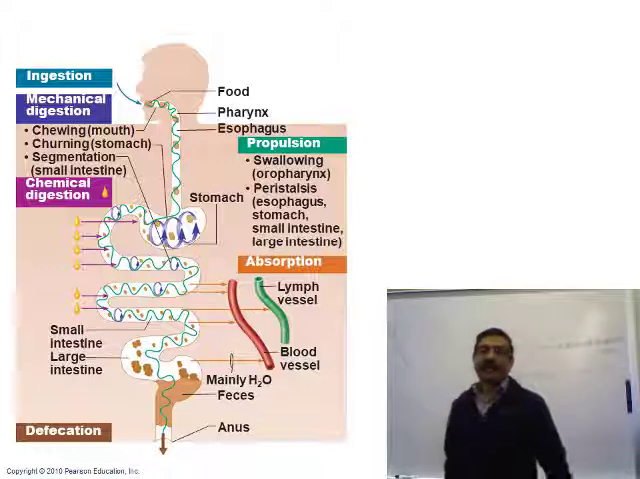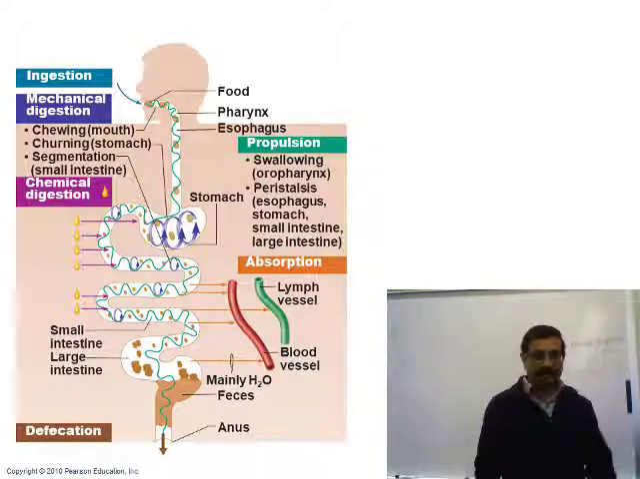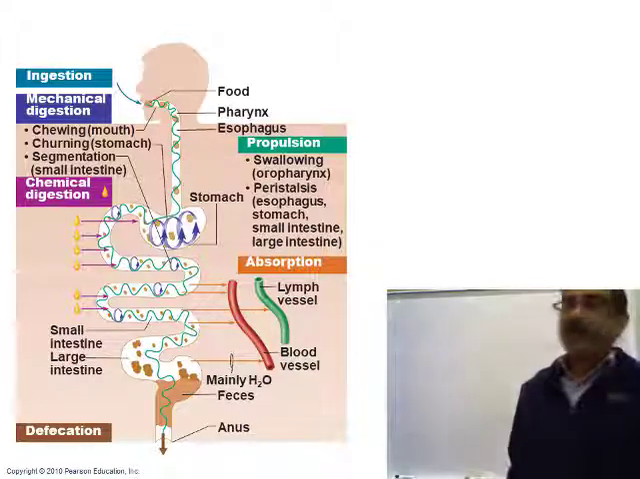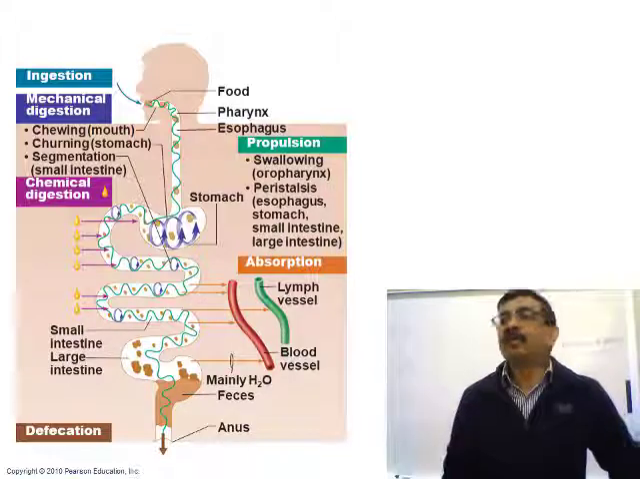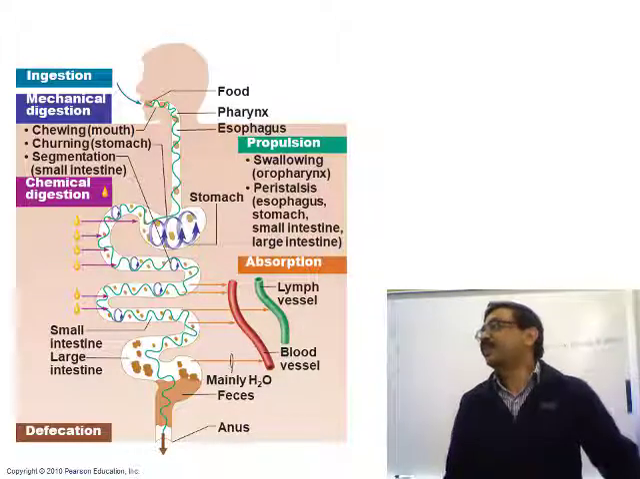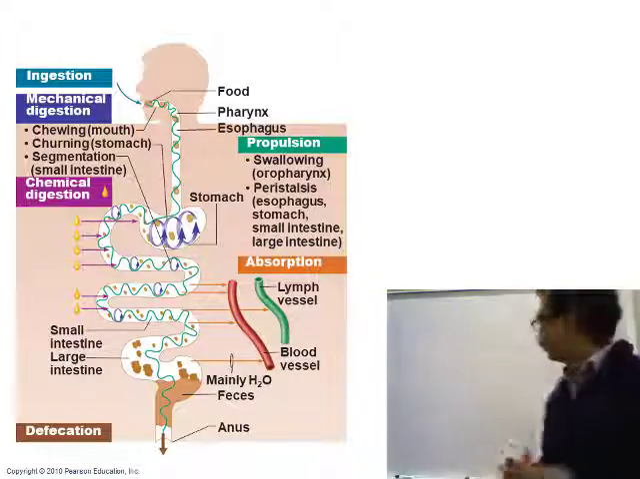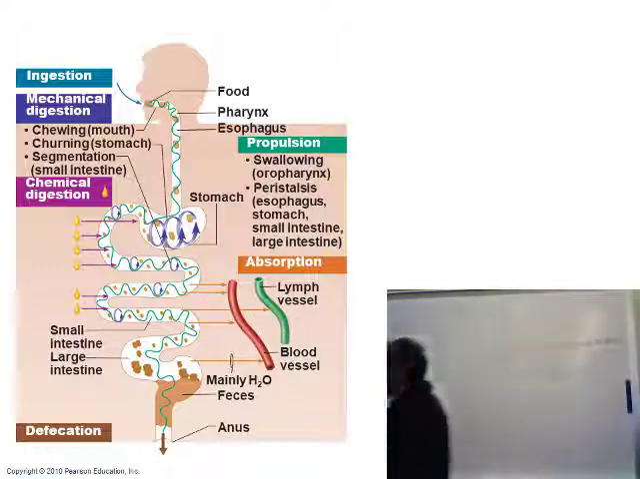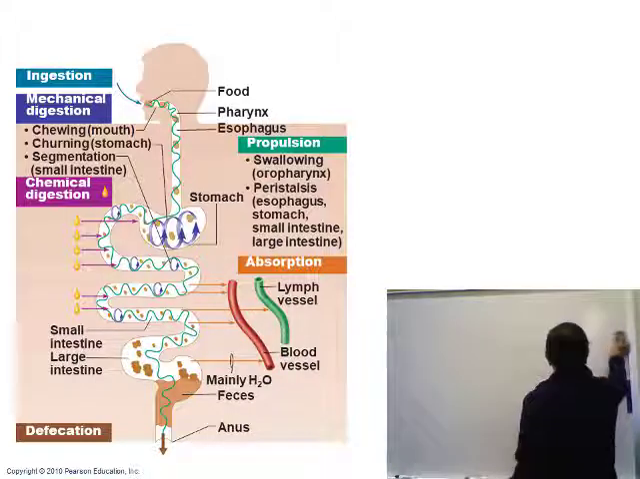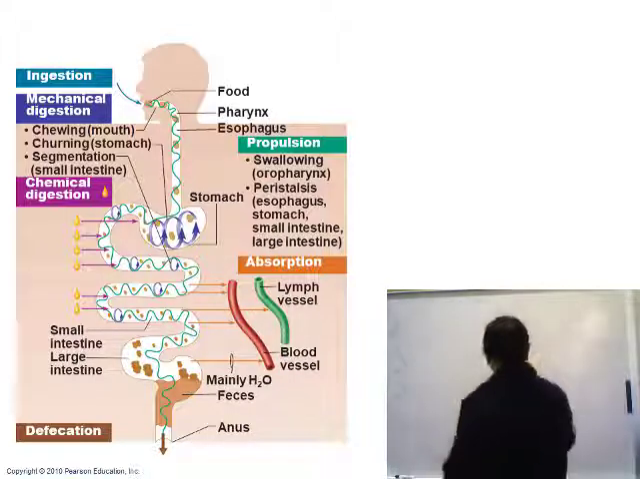Peritoneum and peritoneal cavity. Peritoneum is a double layered serous membrane. That means it has 2 layers.